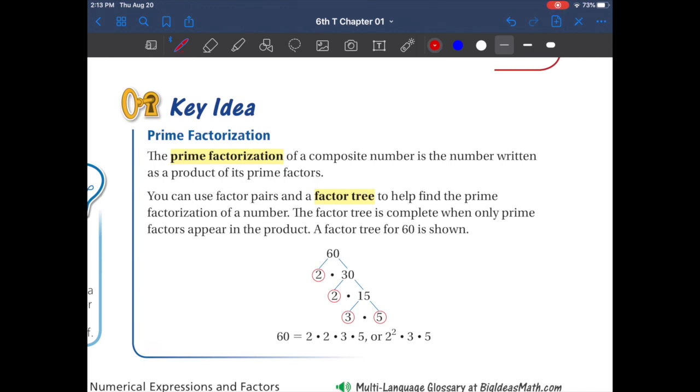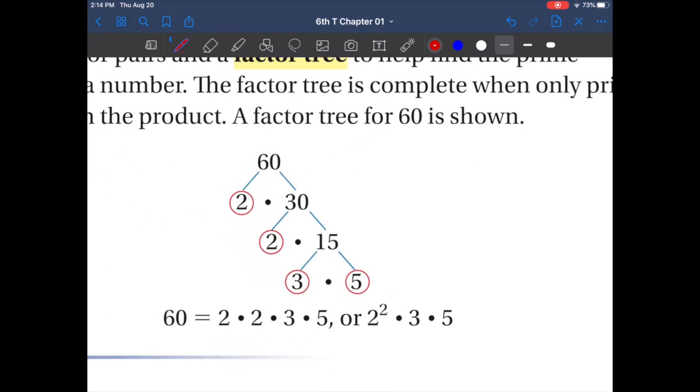A factor tree, you can use factor pairs, what we just talked about, to help find the prime factorization of a number. A factor tree is complete only when prime factors appear in the product. So for example, take a look at this one. All we're doing is breaking down this big number into smaller numbers. So we found 2 and 30, and then we're breaking down this number, 2 and 15, right? And then we break down this number, 3 and 5. And then you can't break down 3 anymore, and you can't break down 5 anymore. So all you got to do now is take all your prime numbers and put them in order. So 2, 2, 3, and 5. And that is how they put it together.